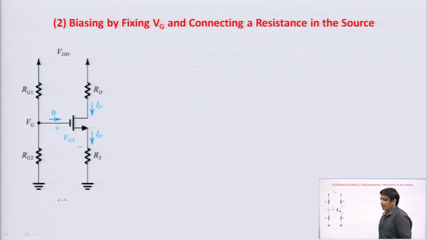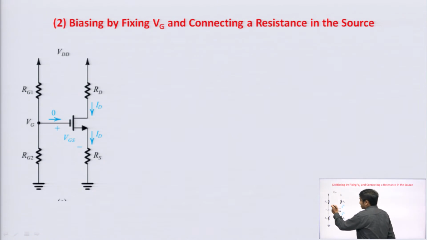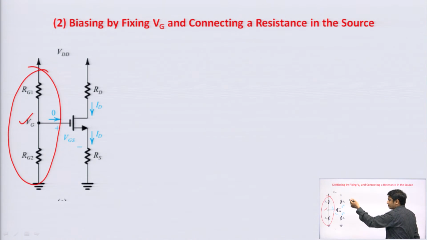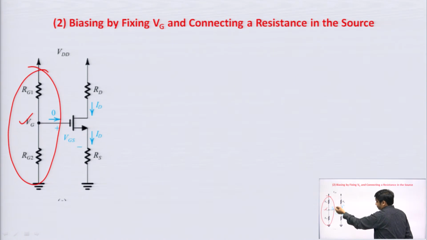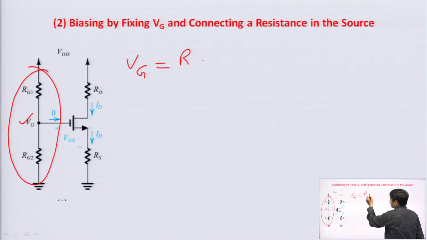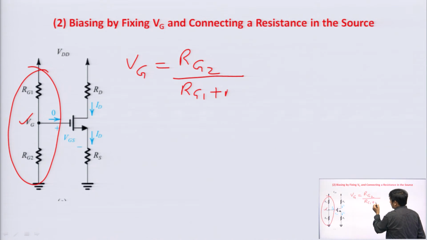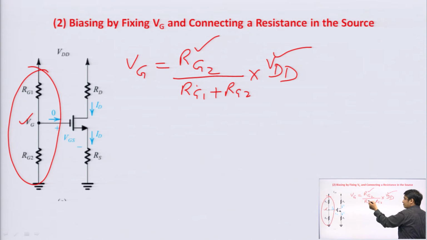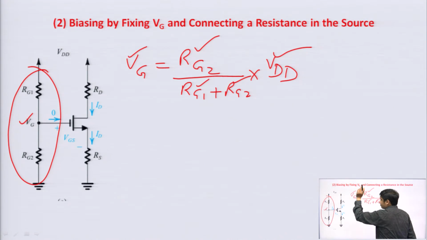Next is biasing by fixing Vg and connecting a resistance in the source. See, it is a voltage divider circuit, and we can fix this gate voltage Vg very easily with the help of the voltage divider. What will be the value of gate voltage Vg? With the help of the voltage divider you can calculate it: it is Rg2 upon Rg1 plus Rg2 into VDD. It means that your supply voltage is fixed, your resistors are fixed, so your Vg will be fixed.